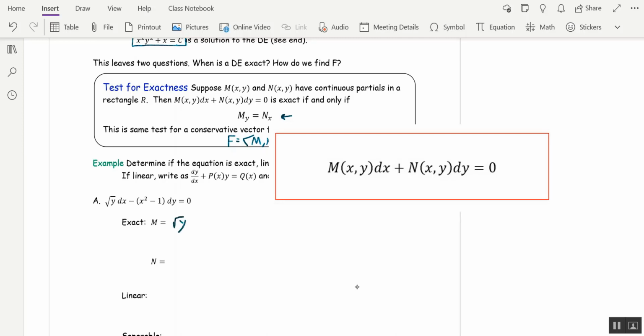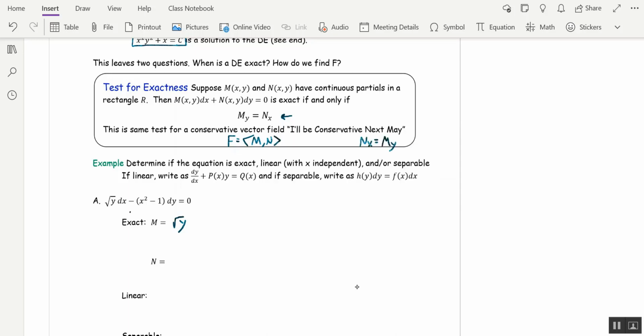N is the coefficient of dy, and you have to be careful. It's plus N. So if this is a minus, then N is going to be negative, whatever this function is, x squared minus 1. All right, so M sub y is 1 over 2 root y, and N sub x is negative 2x. Those are not equal, so that's a big no.